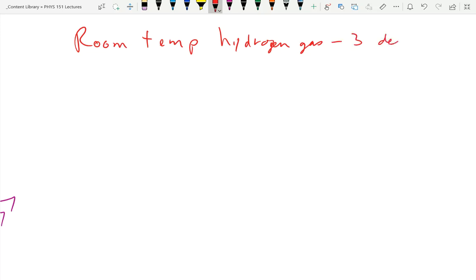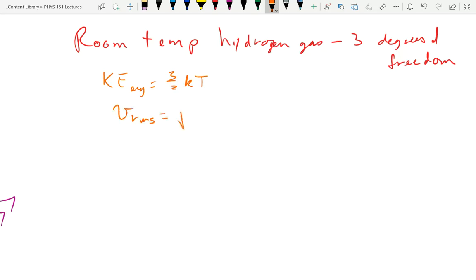Still 3 degrees of freedom. Why is it important that I specify still 3 degrees of freedom? If it was monatomic, it would be 3 degrees always. If it's diatomic, I could have 3, 5, or 7, depending on the temperature. So 3 degrees of freedom means that the average kinetic energy is equal to 3/2 kT.